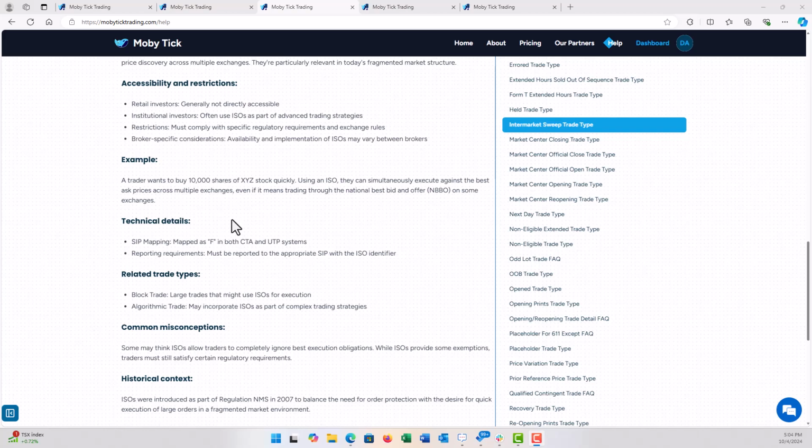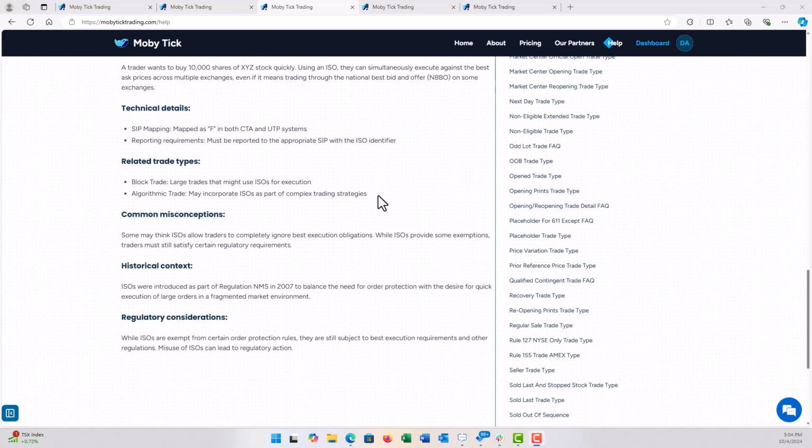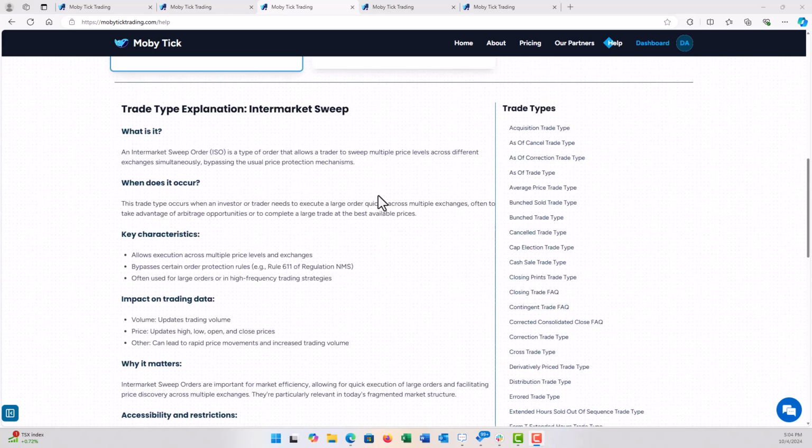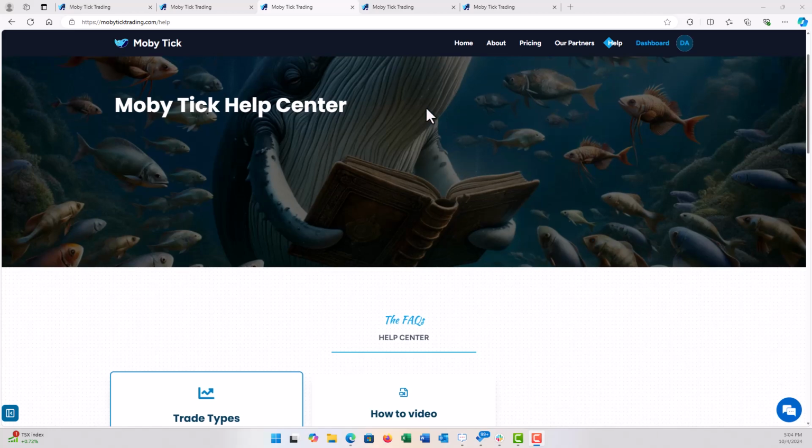A trader wants to buy 10,000 shares of a stock using an intermarket sweep. They simultaneously execute against the best ask prices across multiple exchanges, even if it means trading through the national best bid offer on the same exchange. And then it tells you more information about it. So you can read up on all of the different trade types there. So I thought that might be interesting.